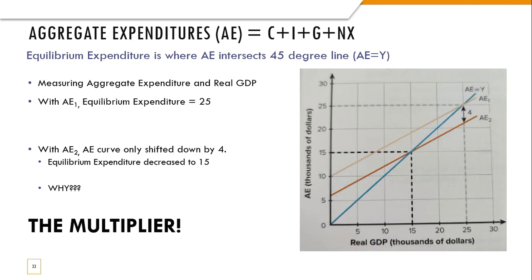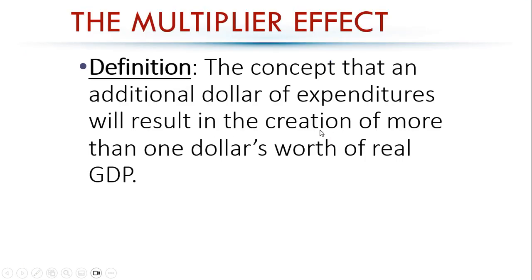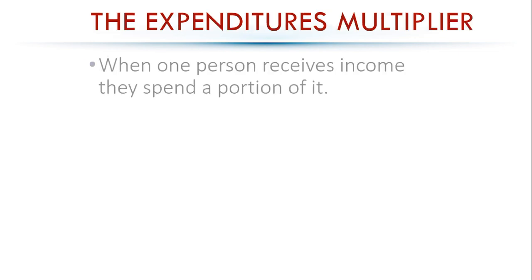So we talked about in the last video this change in aggregate expenditure of 4,000. We're reducing how much we're spending by 4,000, which resulted in $10,000 less in real GDP, and that's because of something called the multiplier. So let's talk about what the multiplier is. It's the concept that an additional dollar of expenditures is going to result in the creation of more than $1 worth of real GDP.